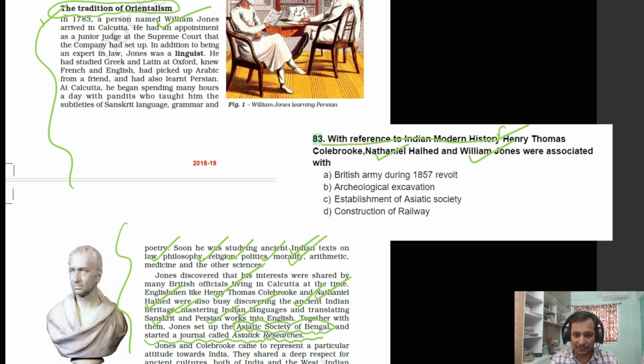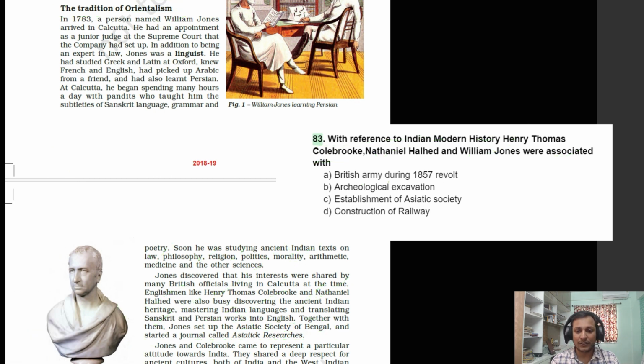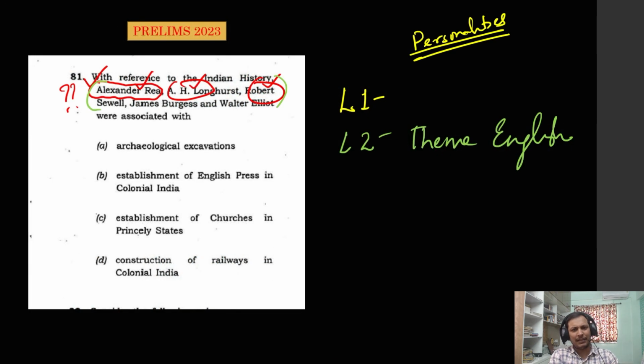All these together, you see how I framed this question with reference to Indian history. These three names are associated with what? 1857 revolt, archaeological excavation, establishment of Asiatic Society, or construction of Indian railways. You can see I have selected the same theme but not the same question. UPSC is not going to ask the same question, but the theme is very important.